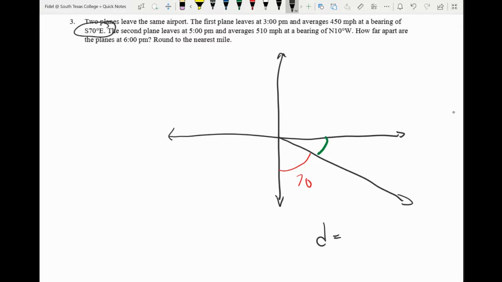So we know that the basic distance formula is distance equals rate times time, right? You're going 70 miles an hour, you drive for 2 hours, you've gone 140 miles, right? So let's take a look. How fast are we going?